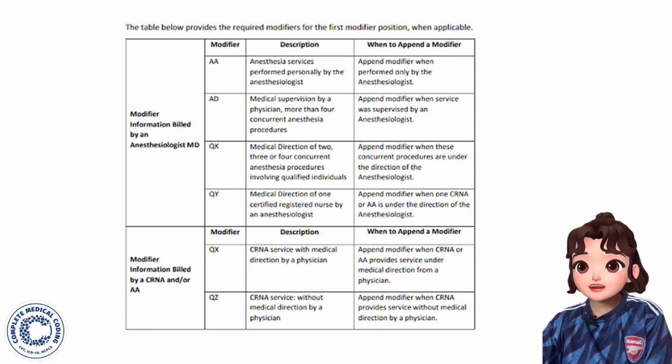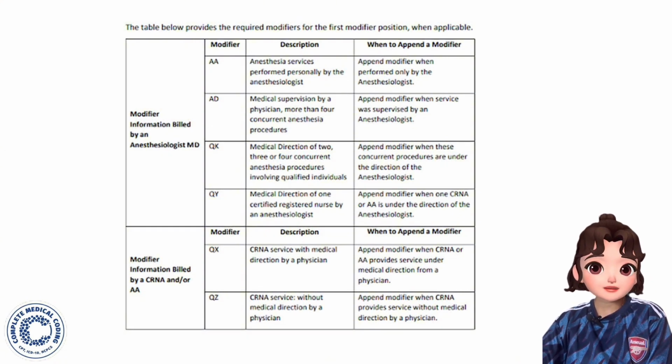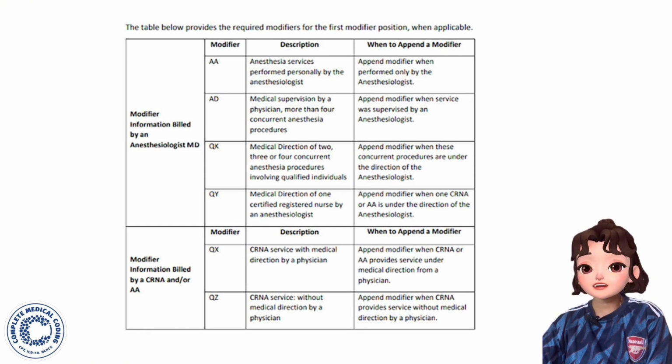Now QY: medical direction of one certified registered nurse by an anesthesiologist. If it is only one certified registered nurse, append modifier QY. Append the modifier when one CRNA or AA is under the direction of an anesthesiologist. CRNA, certified registered nurse anesthetist.